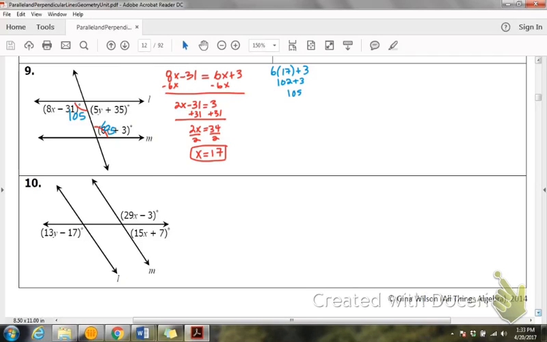Someone who I haven't heard from very much today. Then Natasha. Perfect. Natasha says we're going to take 105 plus 5y plus 35 equals 180, because whether you're looking at them as a linear pair or as same side interior, they equal 180 degrees together. Excellent. Okay, so let's take a minute to do that.